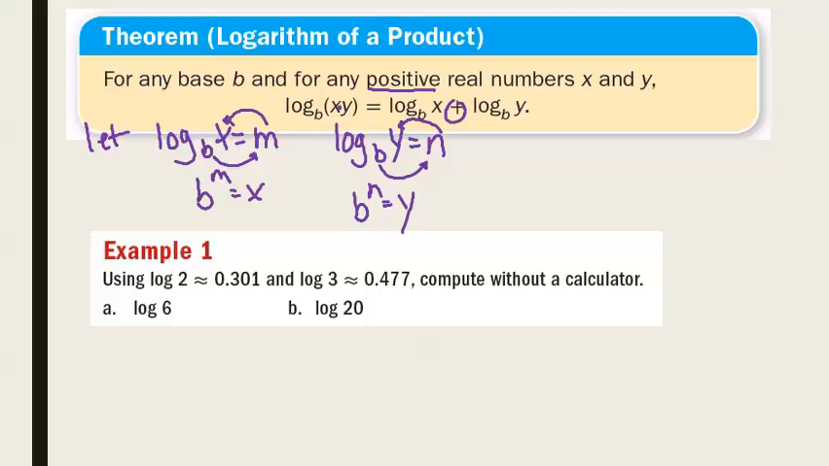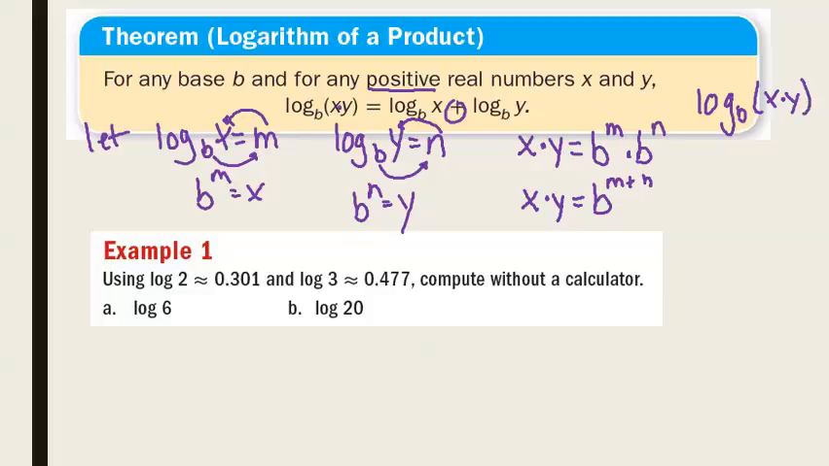So if we look at that log base b of x times y, we can really rewrite that to say, well, x is b to the m power and y is b to the n power. And we know from our exponent properties that you can combine things that have the same base when you're multiplying the bases by adding their exponents. So that's why we get addition of the two logarithms, because what log base b of x times y is asking us to say is what exponent would make base b equal to x times y. So it would have to be the exponent of m plus n. So that's why we can switch back and forth.